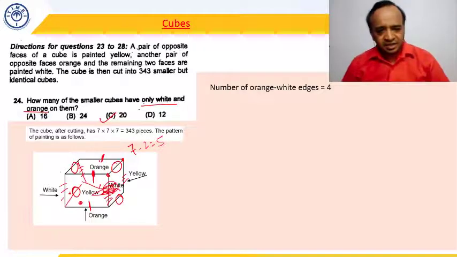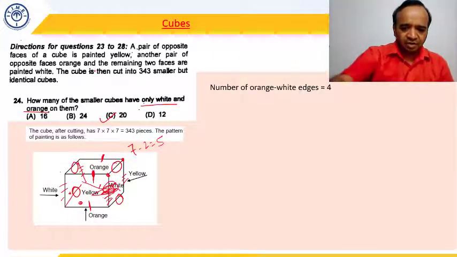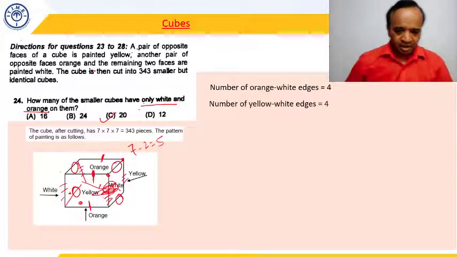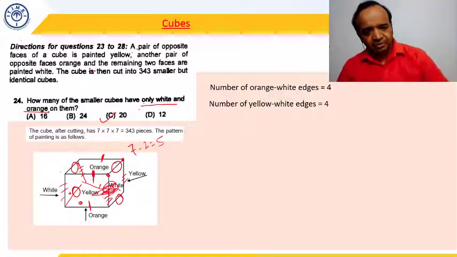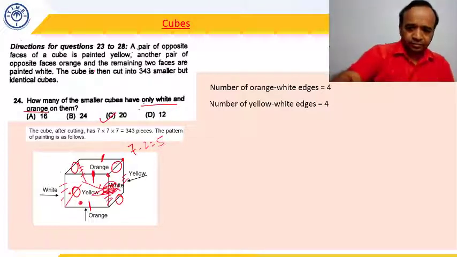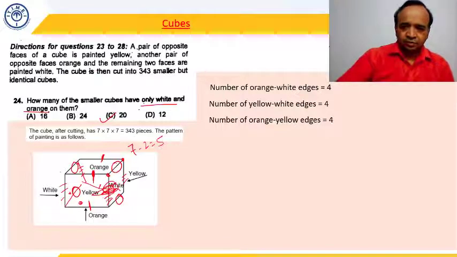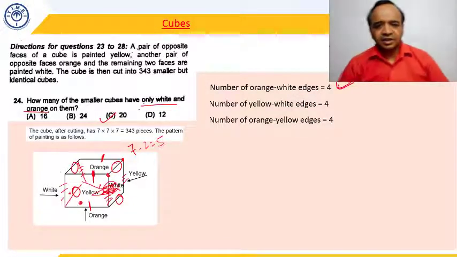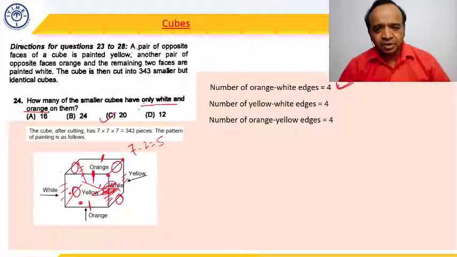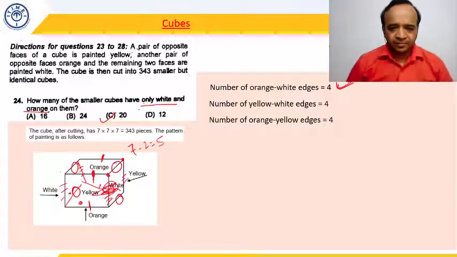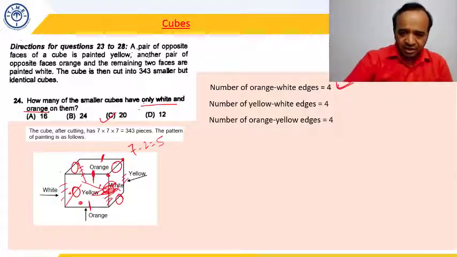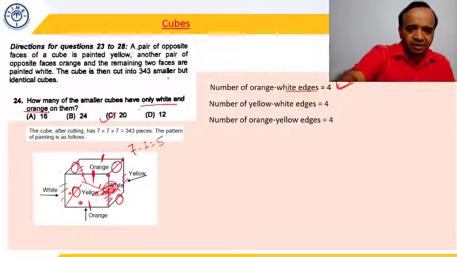So number of orange white edges, we have just counted here. Now similarly, number of yellow white edges are also 4, just we have counted. Number of orange yellow edges, each of such edges are 4. Total number of edges 12 we have. Now the question is to find the number of cubes with orange and white colors on them only. Okay, so these are lying on the edges, and the number of pieces on each of the edges is how much? 5. 5 into 4, 20. Okay, so the total number of pieces will be here 20.